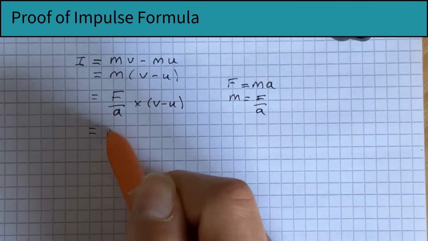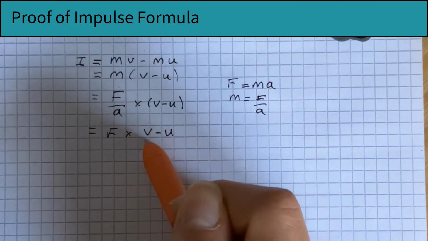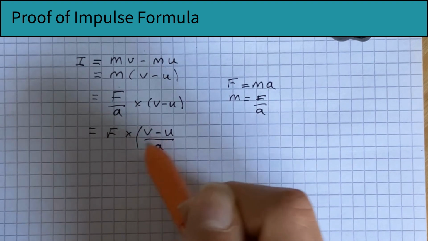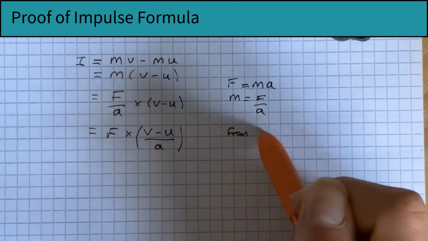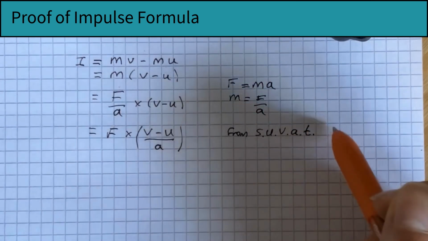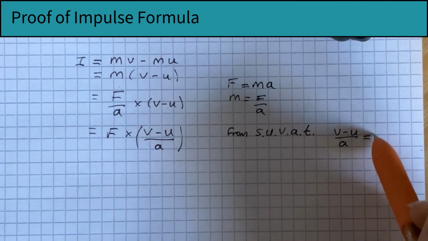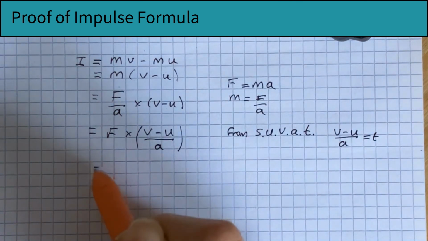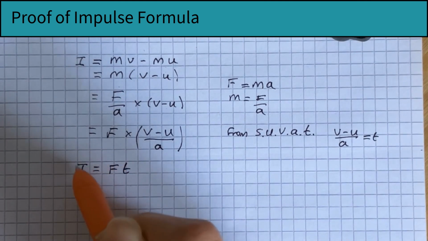Now with a little more of a rejig, we can move the a across to get v minus u over a. Structurally the same, but now you might recognize this if you've done Suvat equations already. So this is a rearrangement of v equals u plus at. So v minus u over a is exactly the same as t. And that gives us our final answer. F times t is impulse.